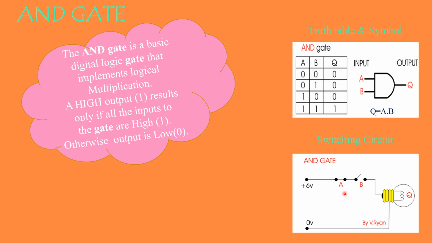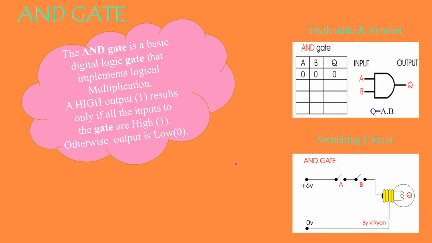Look at this working. When both my switches are closed, I have the high output, that is, your bulb is glowing. For all other combinations of inputs, your bulb is not glowing. Even with this simple circuit, you can make the analogy with your gates. That is why logic gates are at times also called switching circuits.